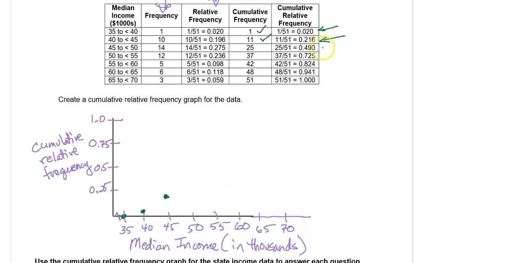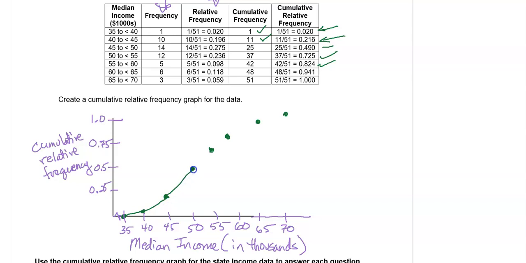And then we're going to jump to 0.49. So we're going to be about right here. Remember, it doesn't have to be perfect. It just needs to be representative. And then we're going to go to 0.725. Right there. And then we're going to go to 0.824. So now it's going to flatten out a little bit, just a little bit past there. And then 0.941. And then at 1.